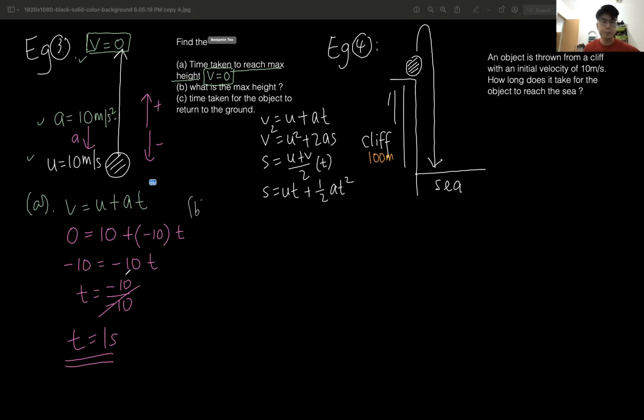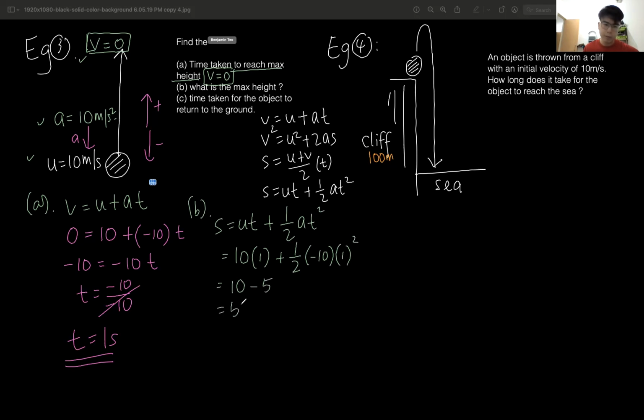Okay, now B, maximum height. 我们可以算 S equals to ut plus half at square. 10 times 1 plus half acceleration minus 10 and 1 square. 10减5, 5 meter. Okay, how about C?